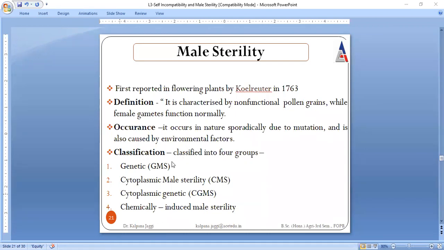This is the broad classification of male sterility, where it is further differentiated into four categories. The very first is genetic, then cytoplasmic male sterility, abbreviated as CMS. Then we have cytoplasmic genetic male sterility, and the last one is chemically induced. Now we will go into detail about all these classifications one by one. The very first is genetic male sterility, abbreviated as GMS.